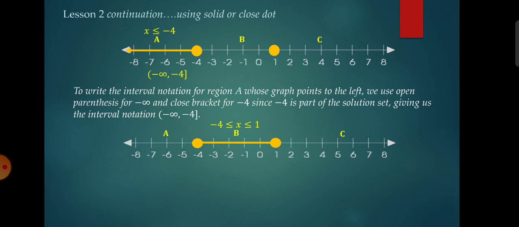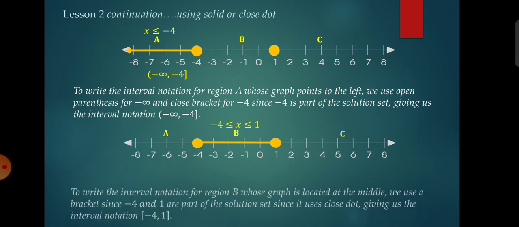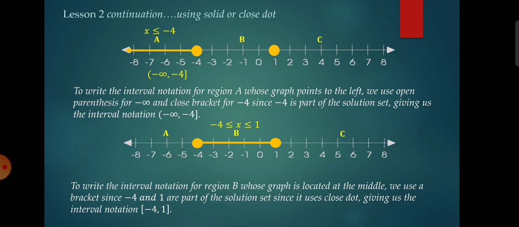So exclusively the solution set are found between negative 4 to positive 1. So to write the interval notation for region B, whose graph is located at the middle, we use a bracket since negative 4 and 1 are part of the solution set, since it uses closed dot, giving us the interval notation from negative 4 to positive 1, open and close bracket. Okay.